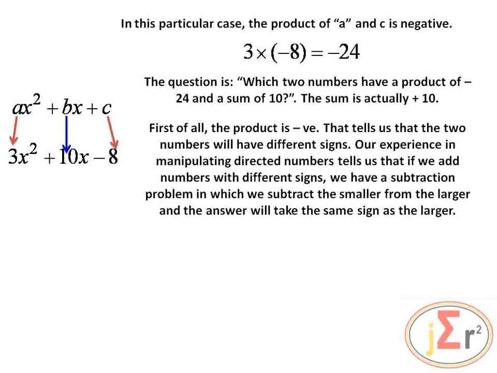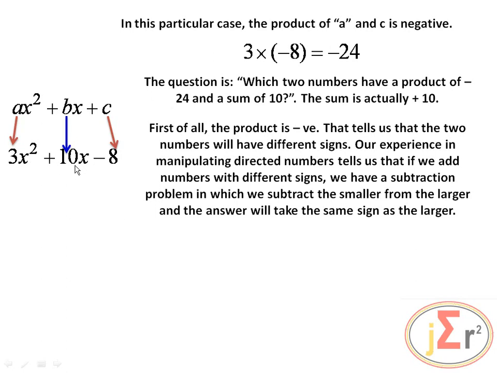First of all, the product is negative. That tells us that the two numbers will have different signs. So as long as the product is negative, the two numbers will have different signs. Our experience in manipulating directed numbers tells us that if we add numbers with different signs, why do we say add immediately? Because they need to give a sum of positive 10.